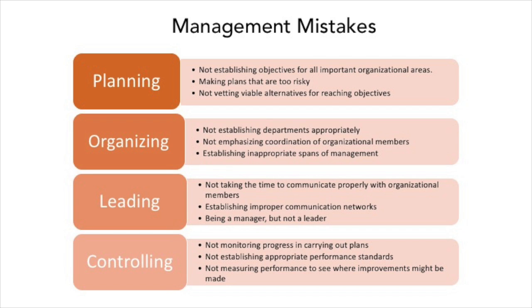In the third stage, leading, management can make mistakes by not taking the time to communicate properly with organization members, establishing inappropriate communication networks, and being a manager and not a leader. In the fourth stage, controlling, management can make mistakes by not monitoring progress in carrying out plans, not establishing appropriate performance standards, and not measuring performance to see where improvement might be made.